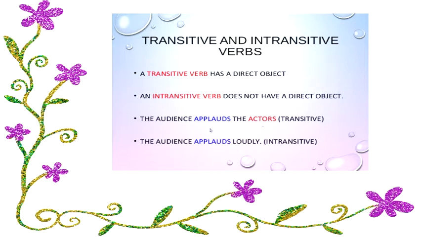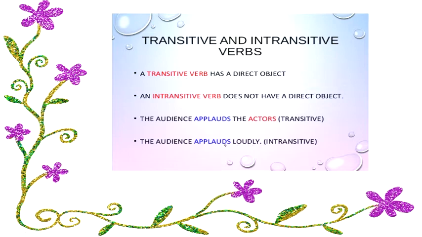Now if I ask you, the audience applauds whom? You will tell me that the audience applauds the actors. So because we have a direct object in this sentence, our verb applauds is a transitive verb. Okay? Now see the next sentence.